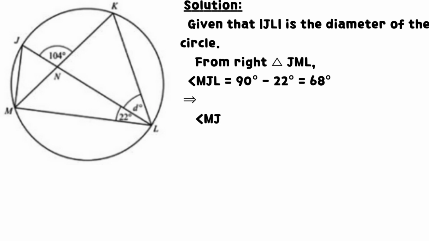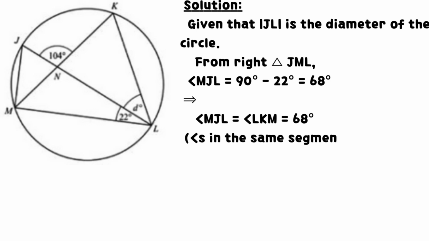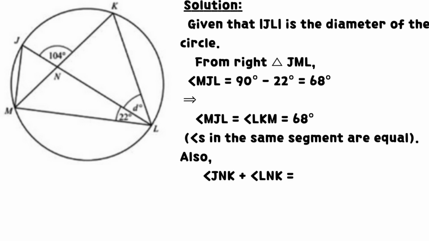From right triangle JML, angle MJL equals 90 degrees minus 22 degrees, which equals 68 degrees. It follows that angle MJL equals angle LKM equals 68 degrees, as shown on the screen.